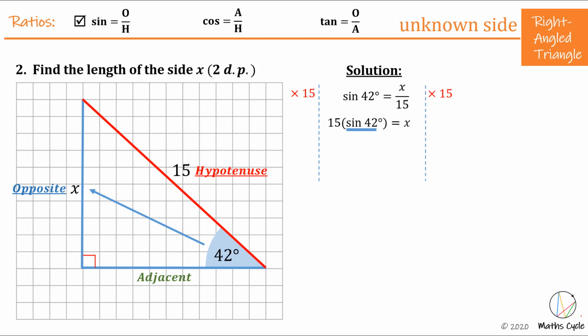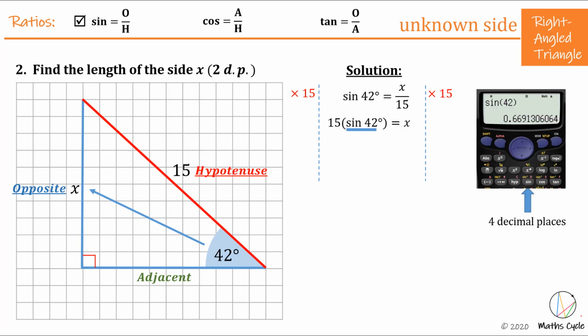Now we need to know what the sine of 42 degrees is. We'll find that ratio on our calculator. So go on to your calculator and find the sine of 42 degrees. We can see that the decimal ratio is 0.6691306064. If you're writing it down, just take 4 decimal places or whatever you've been asked for. If you're not, just take that ratio and multiply it by 15.